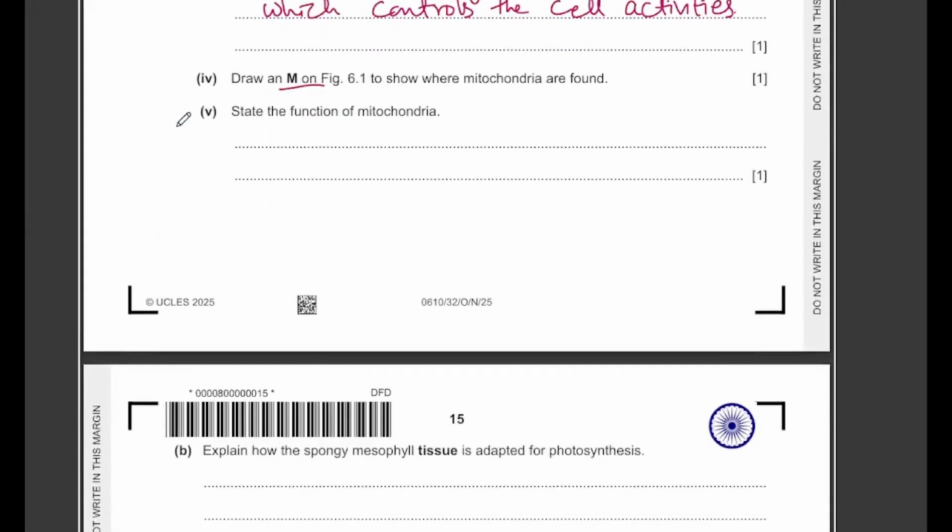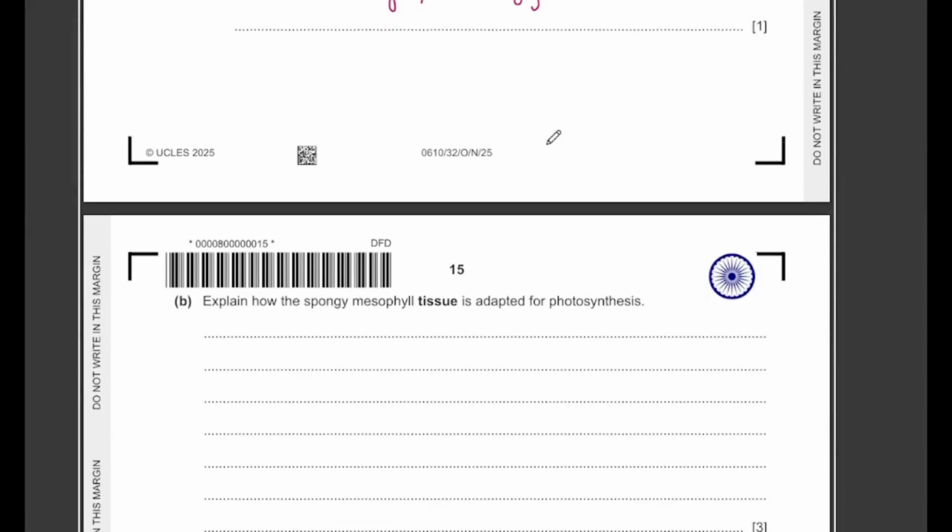Next one, state the function of the mitochondria. We know that they are the powerhouse of the cell, so they help in releasing energy, also called adenosine triphosphate.